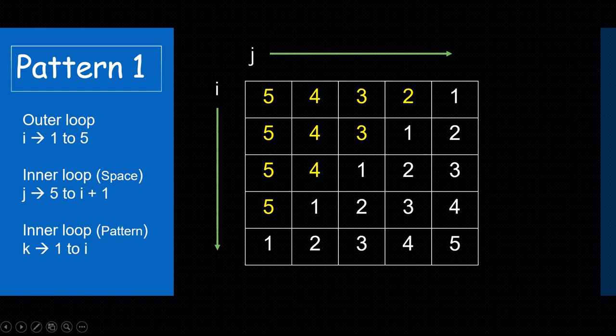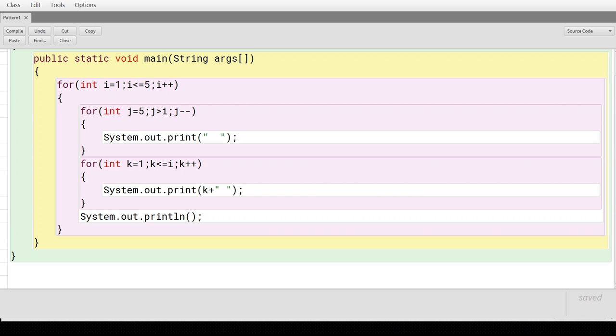Okay, so now you will see the program. In BlueJ we created a program for the first pattern. You can see the outer loop: int i equal to 1, i less than or equal to 5, i plus plus. So the i value starts from 1 and ends with 5, and it is an increasing pattern, so you have to use i plus plus. That is about the outer loop. Now the inner loop: first you have to insert space because the space comes before the numbers.